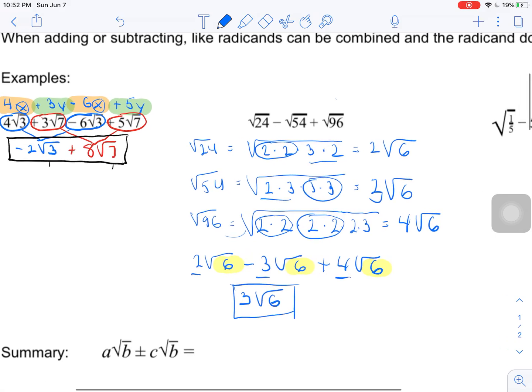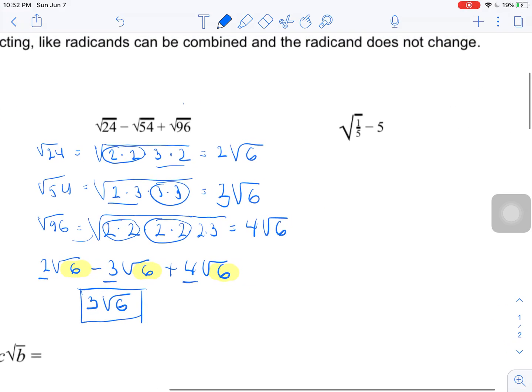So always simplify first. So one more example. So this one you might look at it and go, well, wait a minute, there's only one radical in here. But I want you to remember that rule and even write it above here just to remind you. This would be a good thing to put in your notes. Always simplify first.